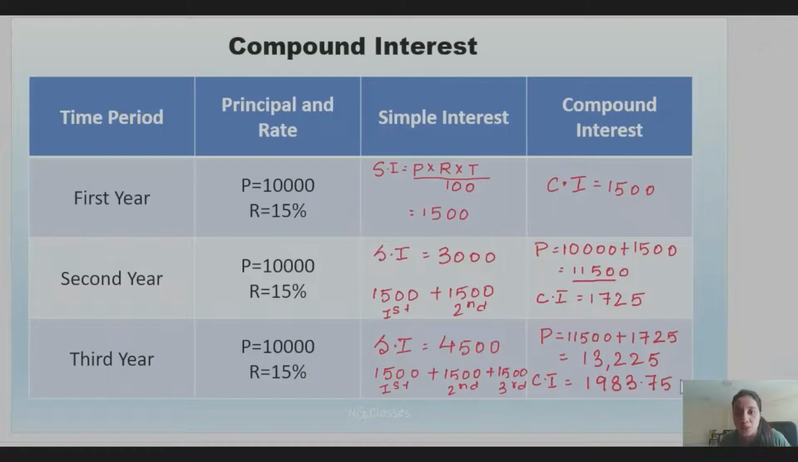Now see the difference between simple interest and compound interest. For the first year we got simple interest as 1500. For the second year as well, we got the simple interest as 1500 only. After each and every year for simple interest, we have to pay interest as 1500 only. But the compound interest will keep on increasing as our principal is increasing. Got the difference between simple interest and compound interest?